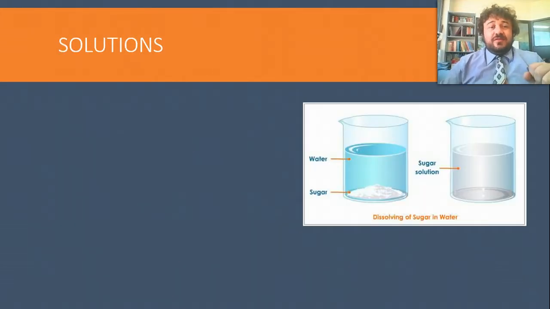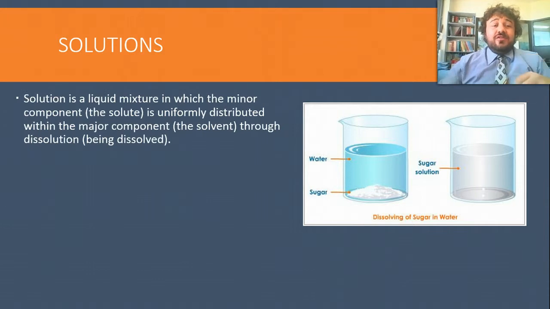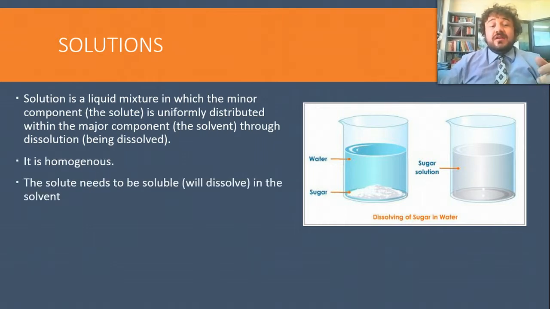Now, what is a solution? Very simple. A solution is a liquid mixture in which the minor component, the solute, is uniformly distributed with the major component, the solvent. So in this case, the major component is the solvent, and that is water, and the minor component, so the one that there's less of, is the sugar, and that's the solute. So the solute dissolves into the water, and that gives us this wonderful clear solution here, and that's just sugar in water. It's homogeneous, and the solute needs to be soluble, so it will dissolve in the solvent.